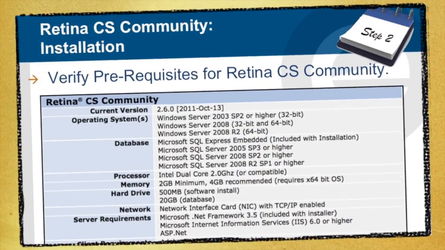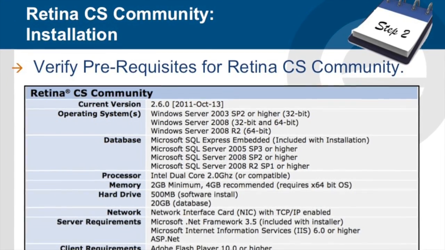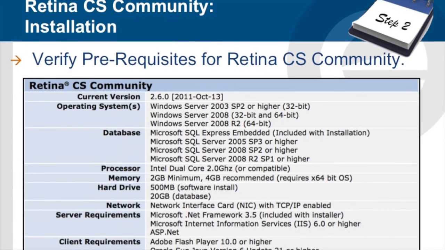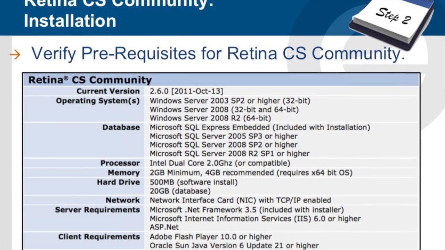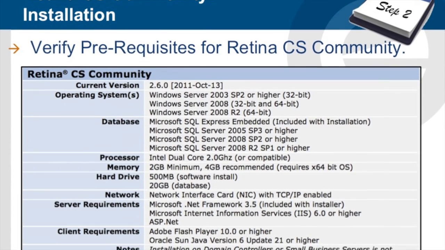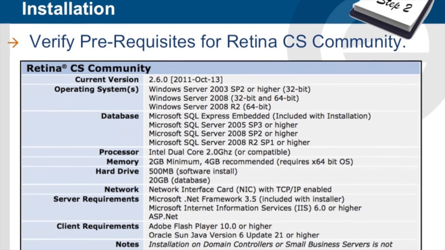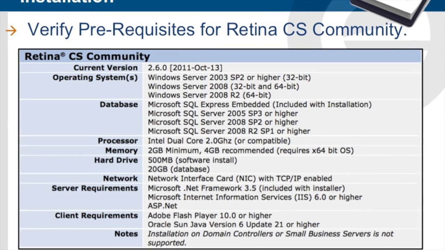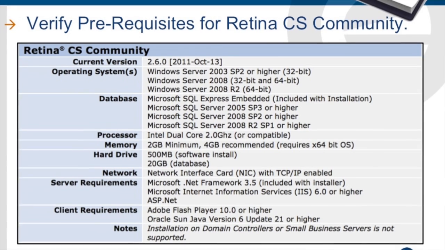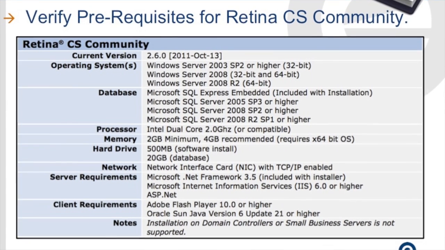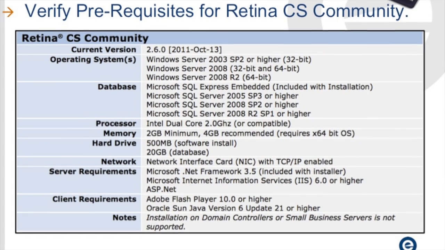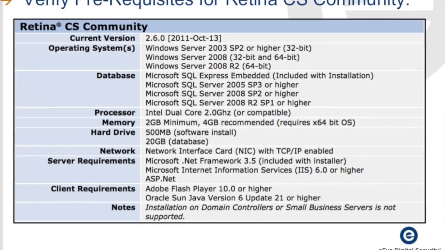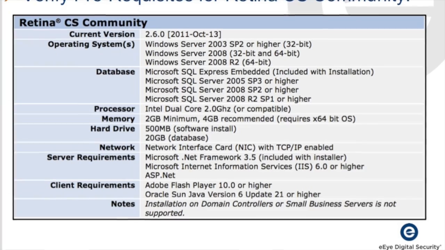Next, it is important to verify the prerequisites for the host operating system that Retina CS Community Edition will be installed on. First, that the operating system is a Microsoft Server Edition 2003 or 2008. Retina CS Community Edition only supports 64-bit on Windows 2008. 32-bit installations can be performed on 2003 or 2008. Regardless of operating system, please verify that Microsoft IIS is installed and operating correctly.